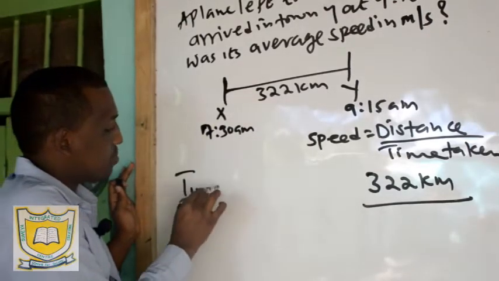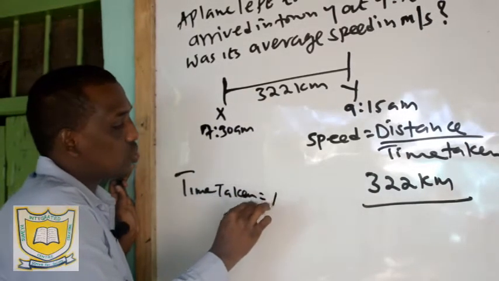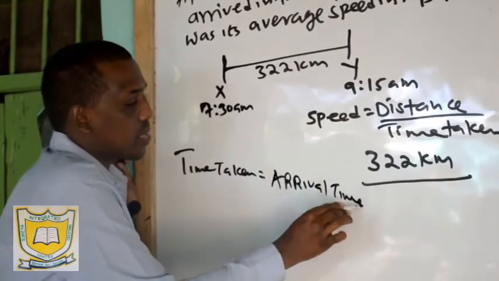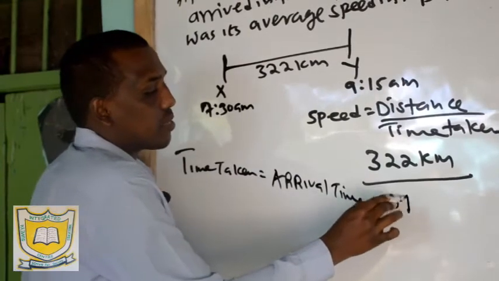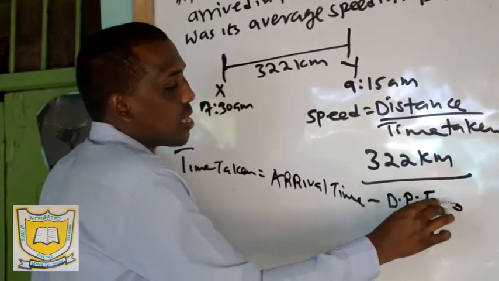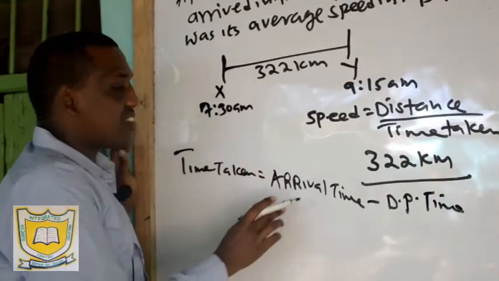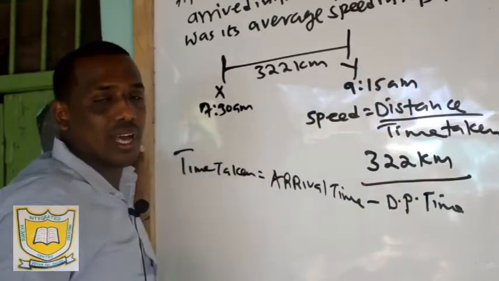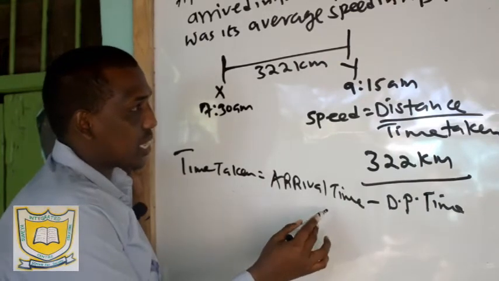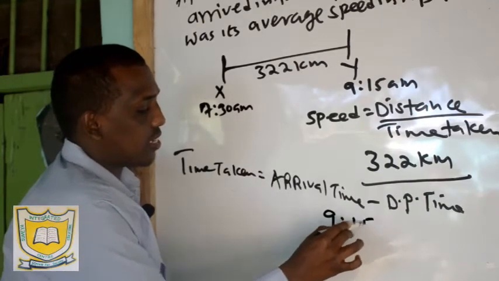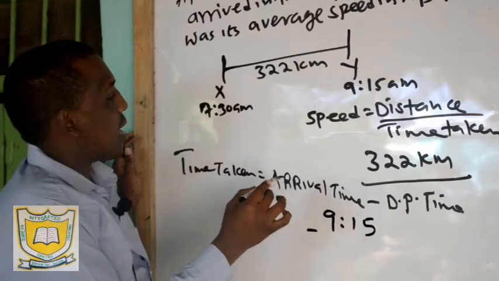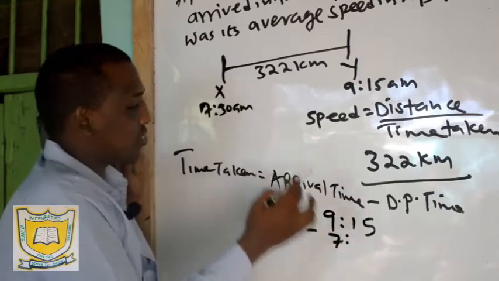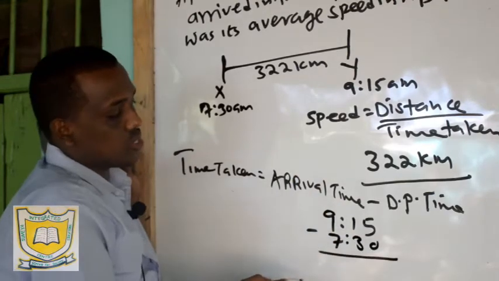Time taken is equal to arrival time minus departure time. That's how we get it. Arrival time is the time the plane has reached town Y, which is 9:15, minus departure time. The departure means the starting time. The vehicle left at 7:30 a.m. So let us subtract now.